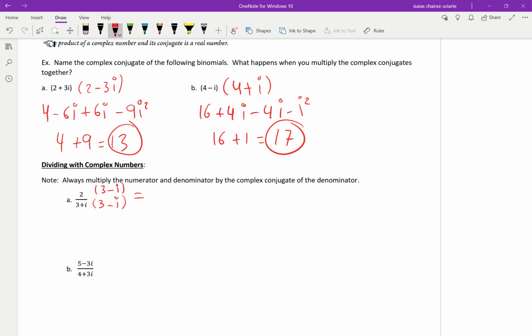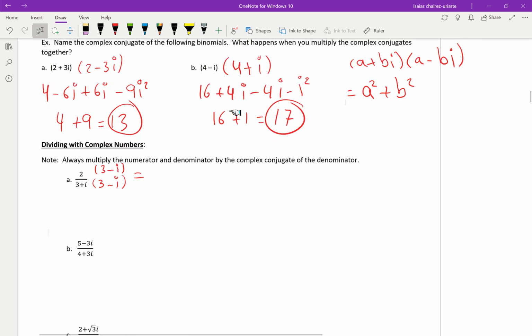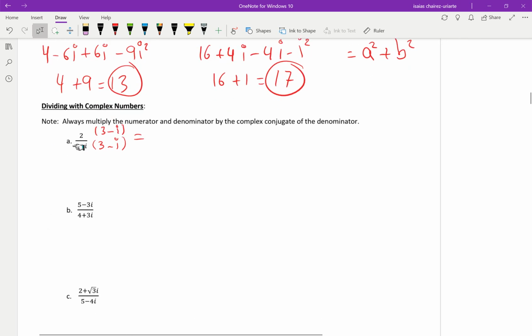So just to make multiplication a little bit easier, if you have a plus bi times a minus bi, so if I'm multiplying a complex number times its conjugate, I end up with a squared plus b squared. That's something to conclude from these examples here. So then let's think about what's going to happen here. This is just going to become 3 squared plus 1 squared.